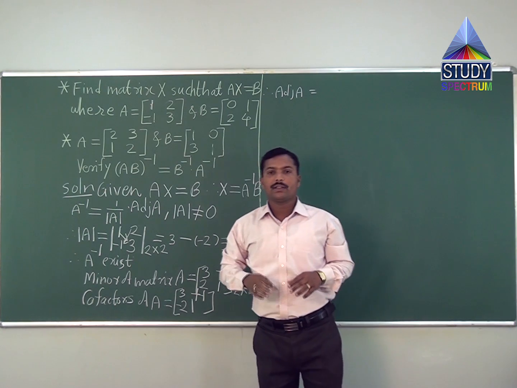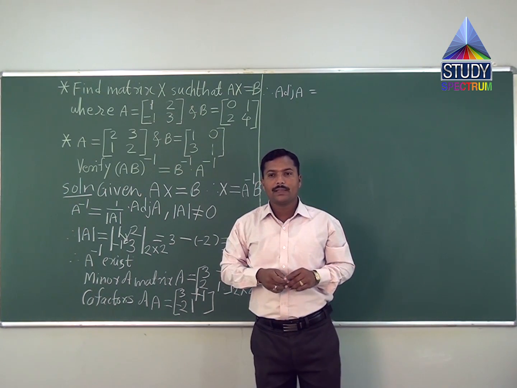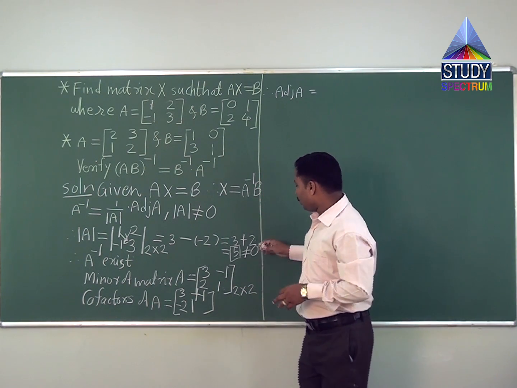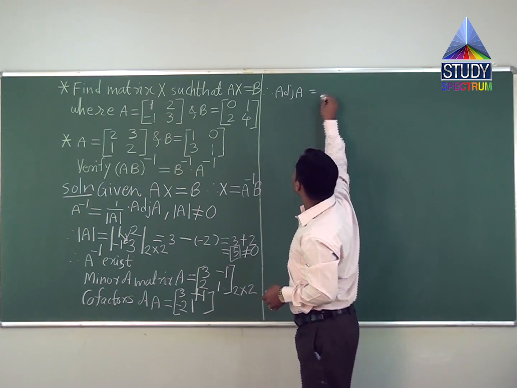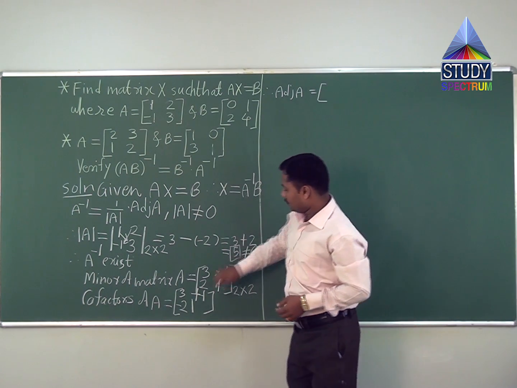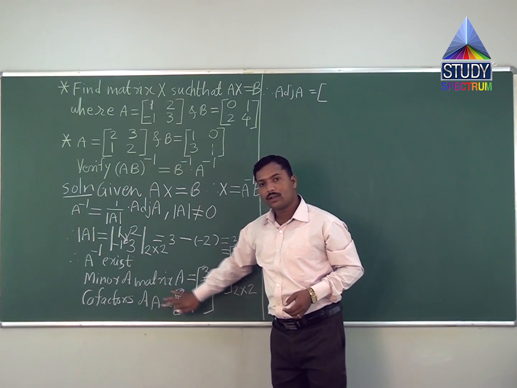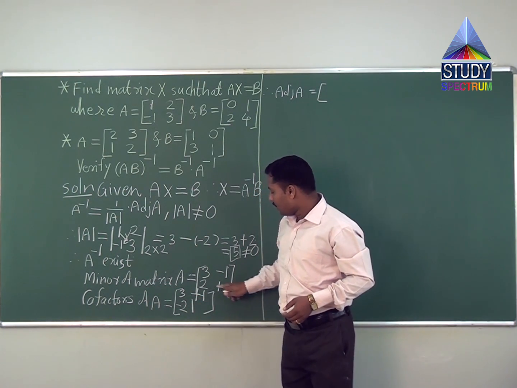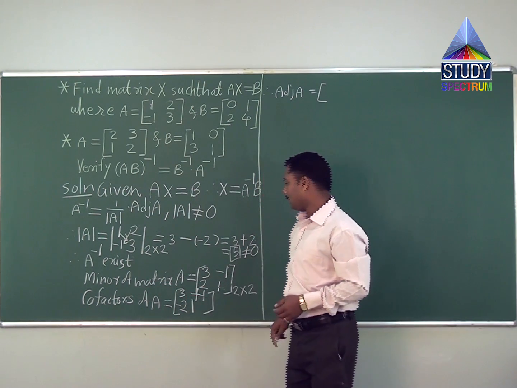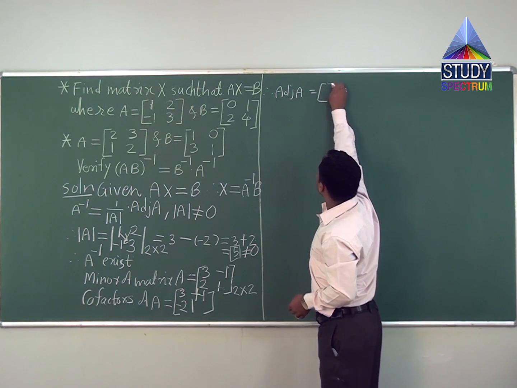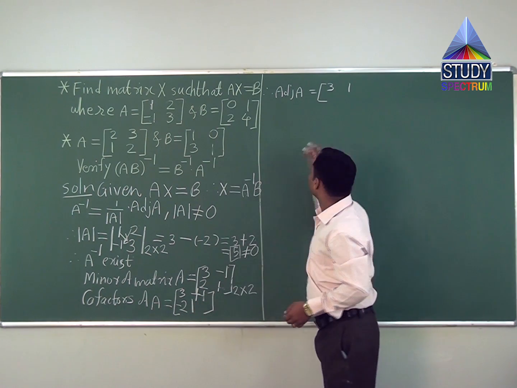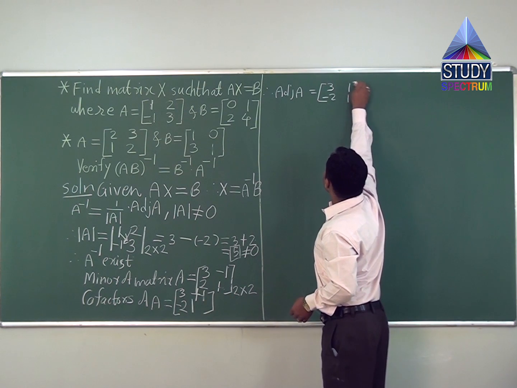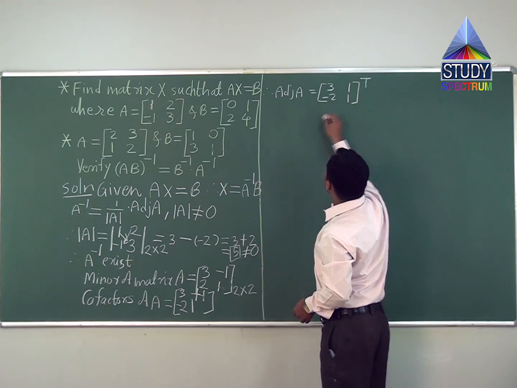Adjoint of A. What is adjoint of A? Adjoint of A is nothing but the transpose of the cofactors of A. This matrix is the cofactors of A, and we take the transpose of this matrix. So 3 1 and this minus 2 1. Minus 2 1. It's a transpose.